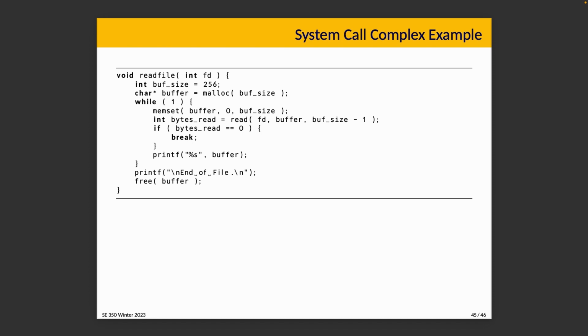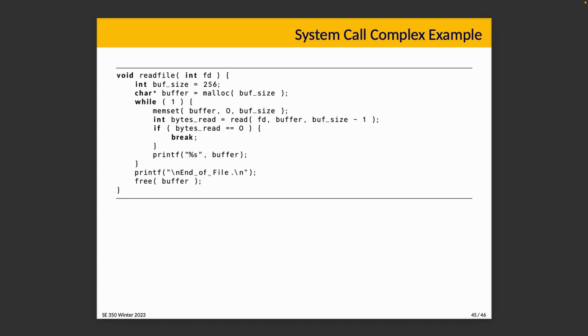And for reading the file, we will define buffer size as 256. We will allocate a buffer of that size, and with a while true loop, we will memset the buffer, initializing it to 0. And then we will try to read from the file into the buffer, buff size minus 1. And if bytes read is 0, we've reached the end of the file, so we'll break out of the loop. Otherwise, we print this section of the buffer.